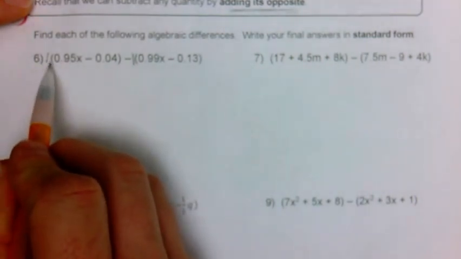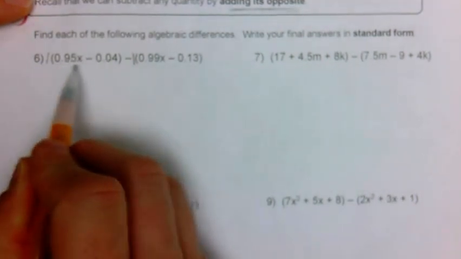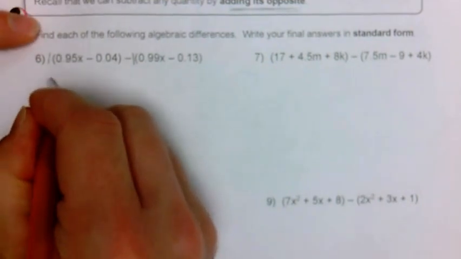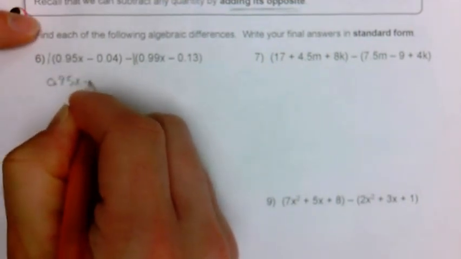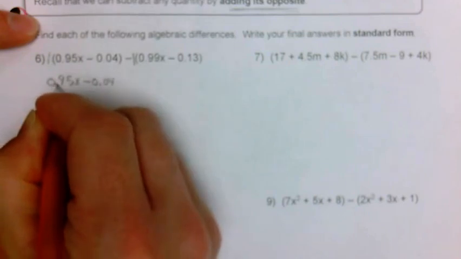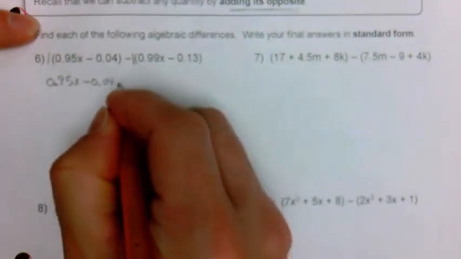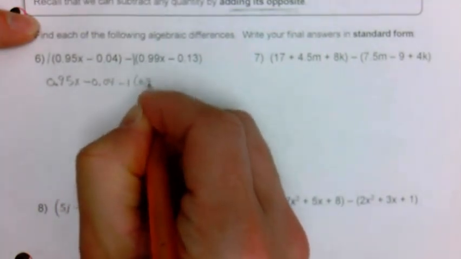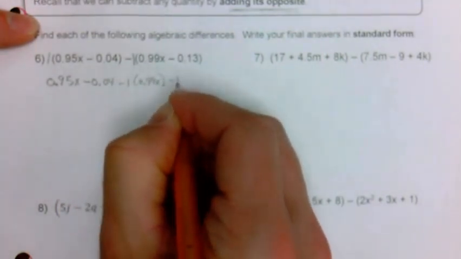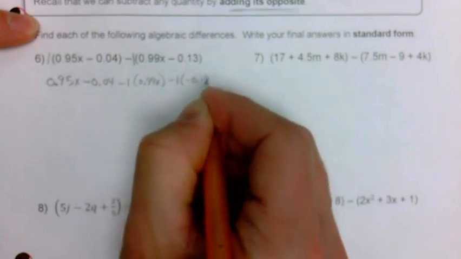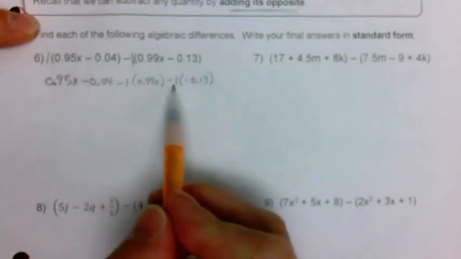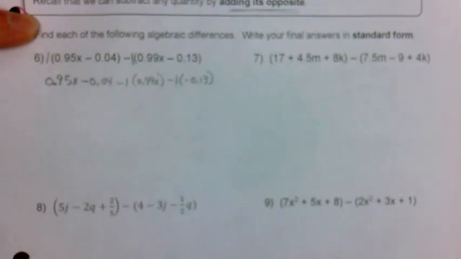This is how the subtraction differs from the addition. Now, since I'm distributing 1 to the first set of parentheses, these two terms aren't going to change. That's going to be 95 hundredths x minus 4 hundredths. Okay, but with the second set, I'm distributing a negative 1. So I'm going to have to do negative 1 times 99 hundredths x minus 1 times negative 13 hundredths. All right, negative 1 and negative 13 hundredths.